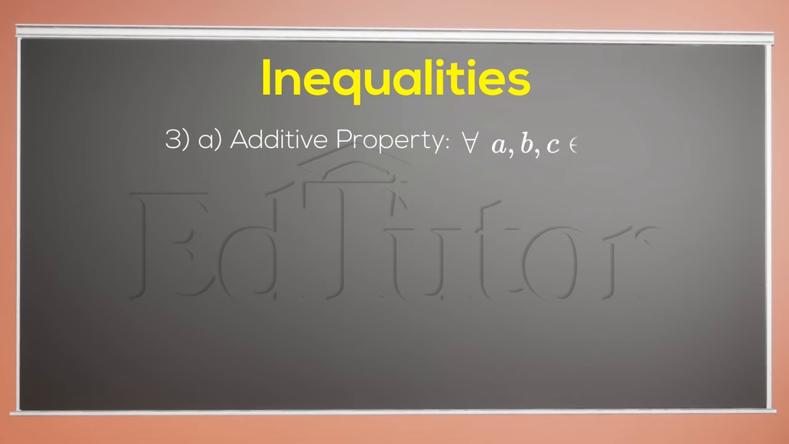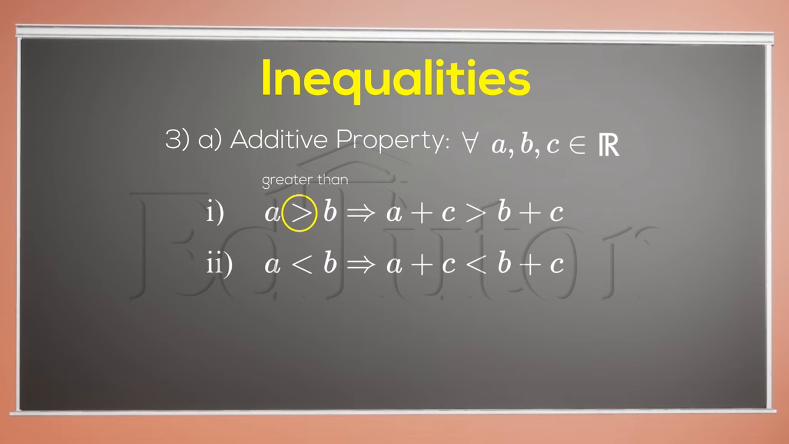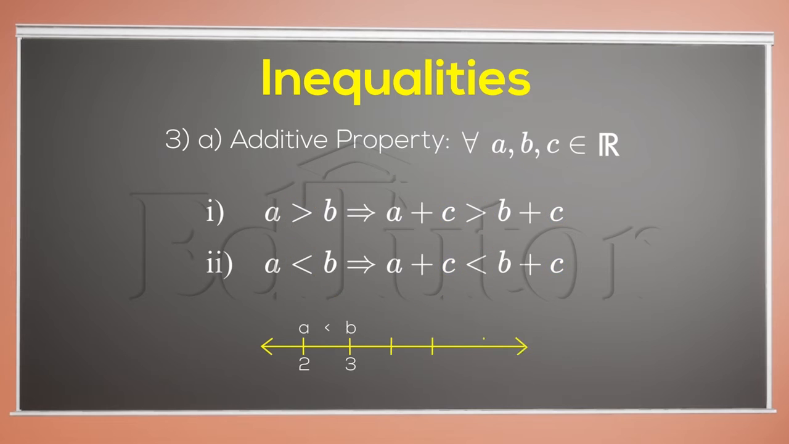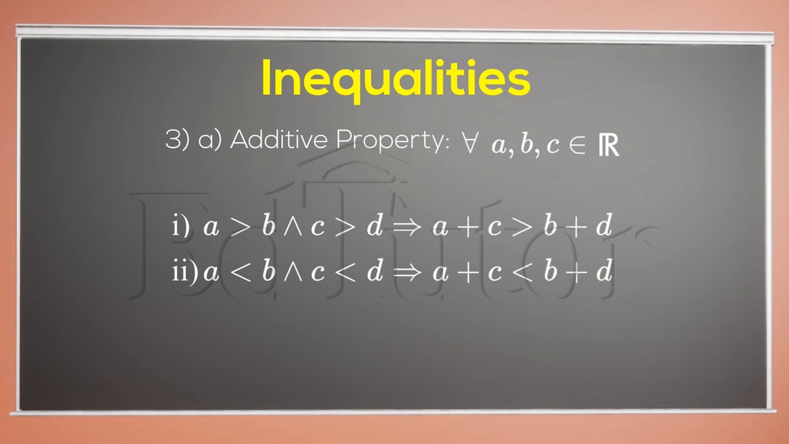Let's move on to the additive property. Whether A is greater than or less than B, adding C on both sides doesn't change the inequality symbol. Once again, we use our trusty number line. Let A be 2 while B is 3. Adding C to both numbers just shifts them along the line without changing their relative sizes. Like adding 4 to 2 and 3 makes them 6 and 7. What's the difference between their old and new values? Still 1.